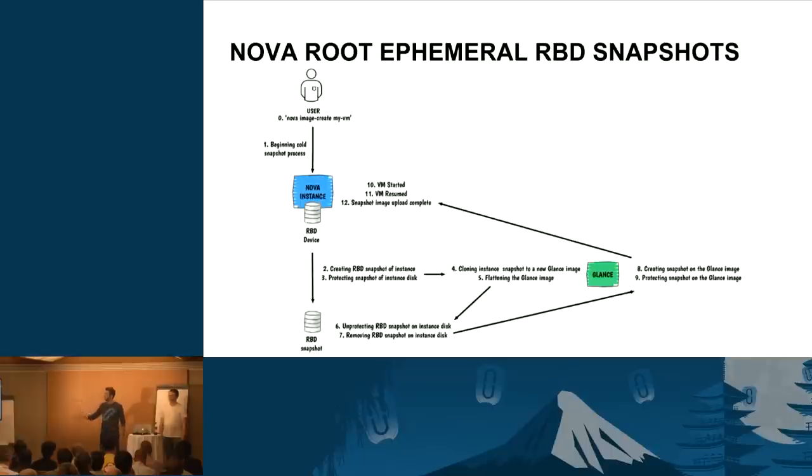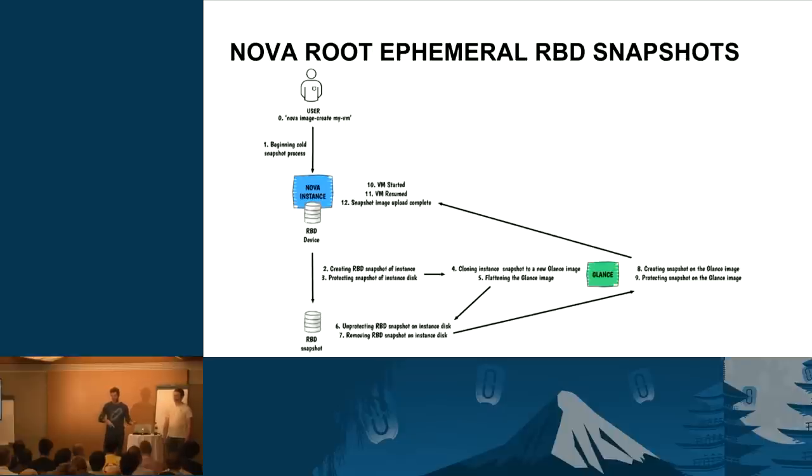First step, the user says, okay, nova image-create of my VM. Then we begin the snapshotting process. Basically, we create an RBD snapshot of that instance. We protect that snapshot because we have to clone it later. So we clone this snapshot, but we clone this into Glance. The way it's configured, your instance is living in a specific pool, a Nova pool, and all of your images are stored in another pool. So we clone this snapshot into the Glance pool, and we flatten that image. So we basically break the chain dependency with the parent.